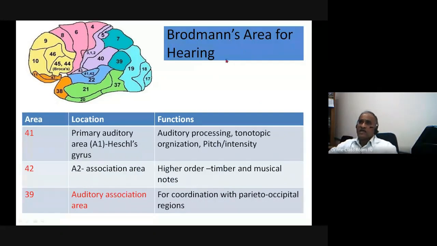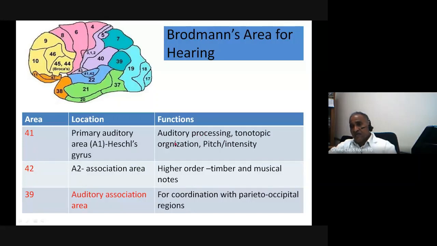Then what are the areas for hearing? Brodmann's areas for hearing: look here, 41, 42, and 39. These are the Brodmann's areas for hearing. So now let us see what this is. 41 and 42 are the primary auditory area. I am mentioning it as A1. This forms Heschl's gyrus in the temporal lobe.